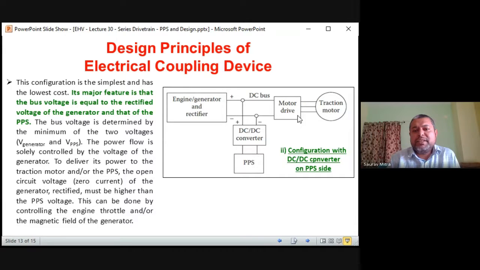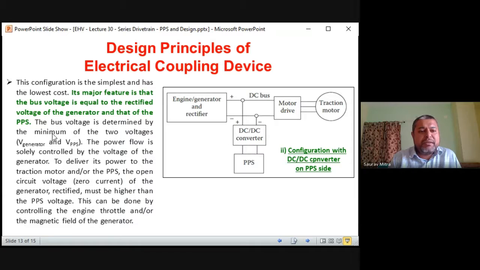And this engine, generator, this motor drive, this PPS, all are being controlled by the vehicle controller. You can show it here also. So on the vehicle controller, you can draw here, that is connected to the engine, generator, that is connected to the traction motor, that is connected to the PPS, that is connected to the motor drive and all.